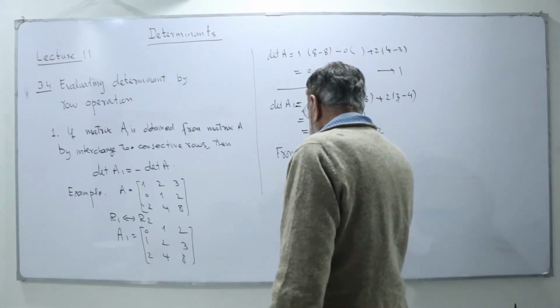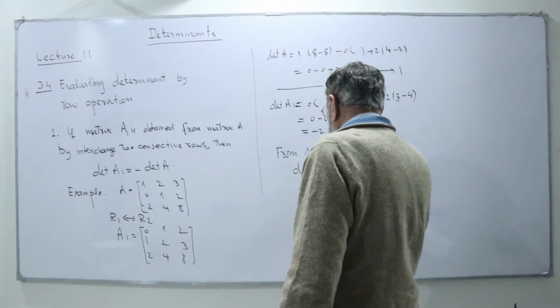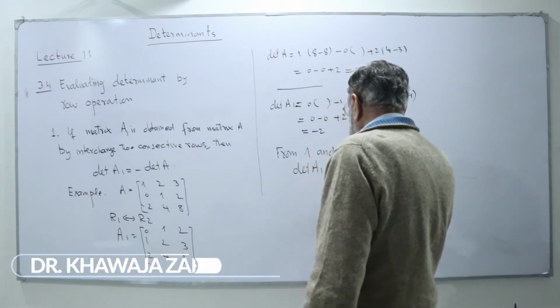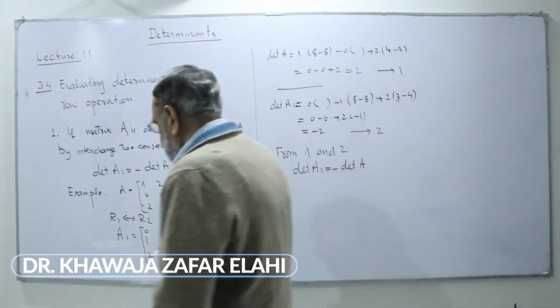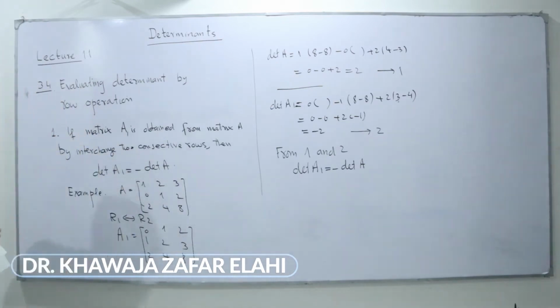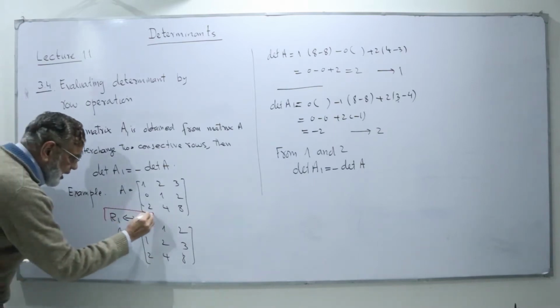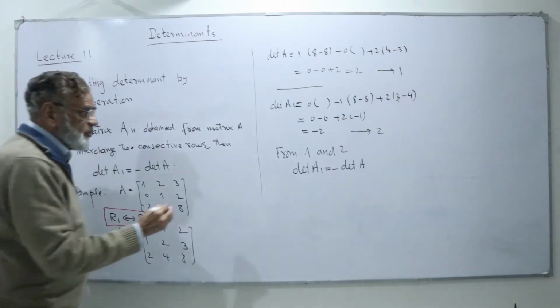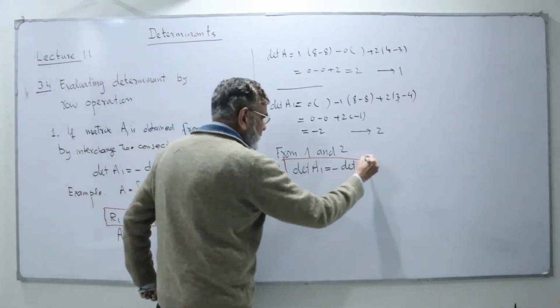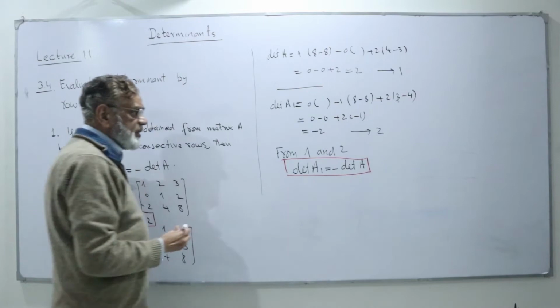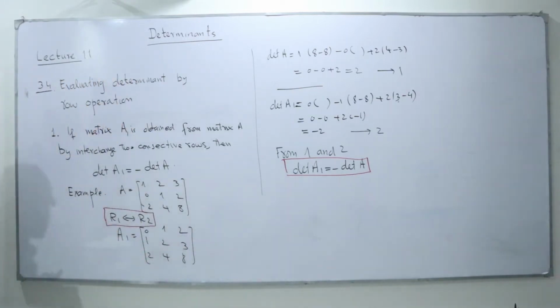I get here determinant of A1 is equal to minus determinant of A. That is, the result we have said that if we interchange two rows, then the determinant is multiplied by minus 1. That was the idea, and we interchanged R1 and R2. I found the result, the determinant of A1 is equal to minus determinant of A. So this was the first row operation which I said.